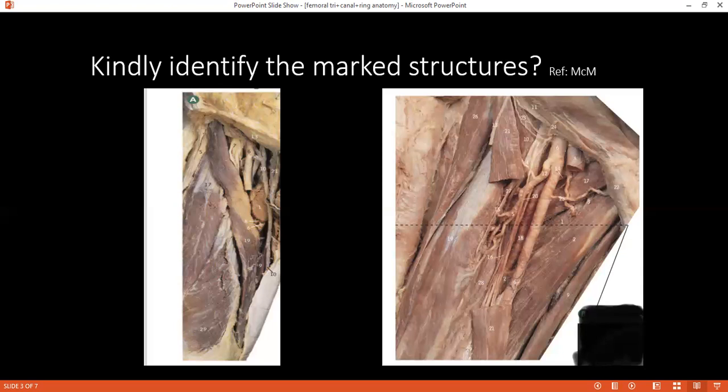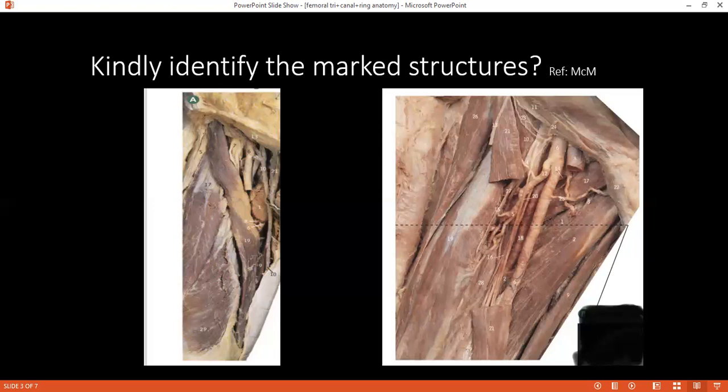Floor, medial to lateral: adductor brevis, adductor longus, and pectineus muscle, and laterally iliopsoas. Can you please tell me the contents of the femoral triangle? From medial to lateral: femoral vein, femoral artery, great saphenous vein attached to the femoral vein, and femoral nerve, and the femoral canal most medially with the lymph node. Okay.